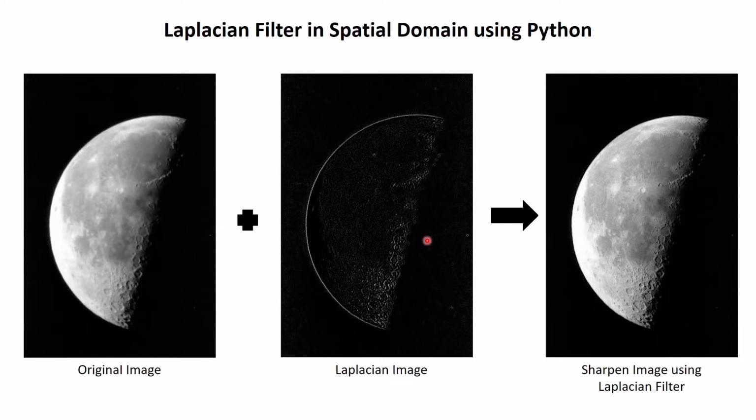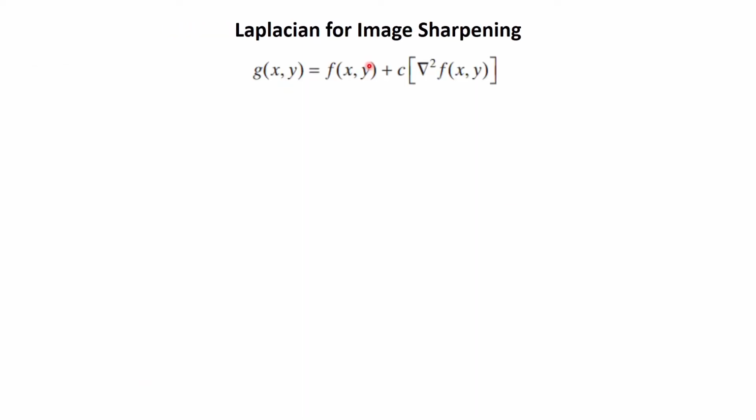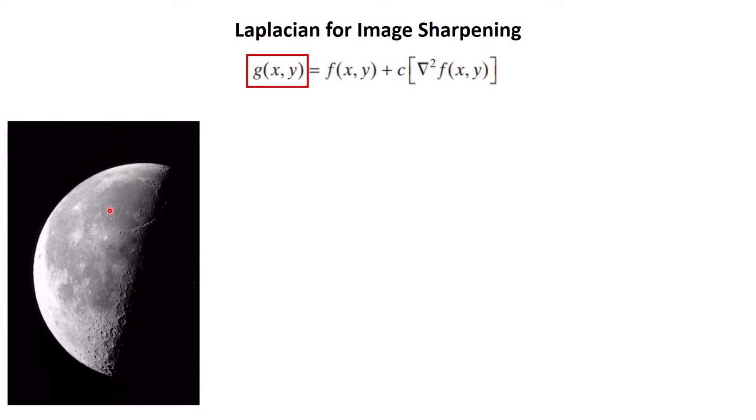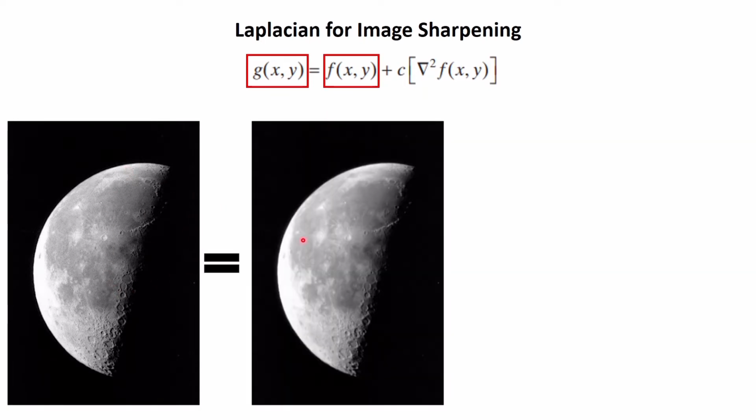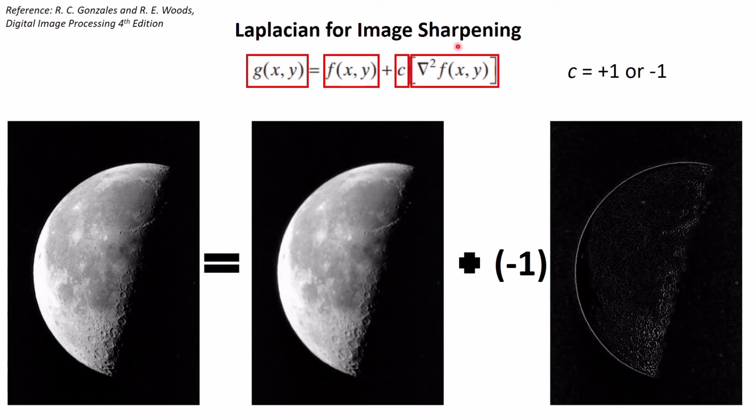Hello everybody! In this video, we will learn how to do an image enhancement using Laplacian filter in spatial domain. Mathematically, an image enhancement using Laplacian filter in spatial domain can be represented in this equation, where G is our sharper image, F is our original image or input image, C is a constant, has two values, either positive 1 or negative 1, and the term inside this bracket is known as a Laplacian image.